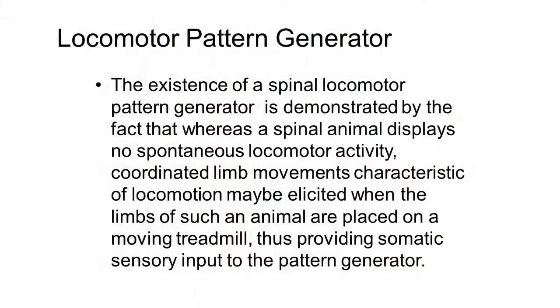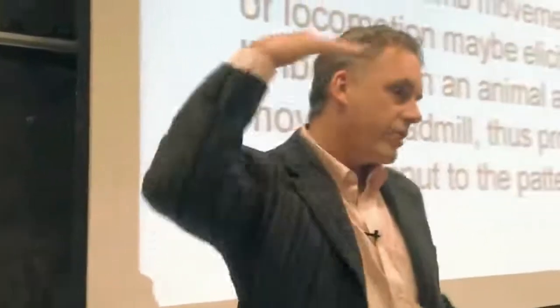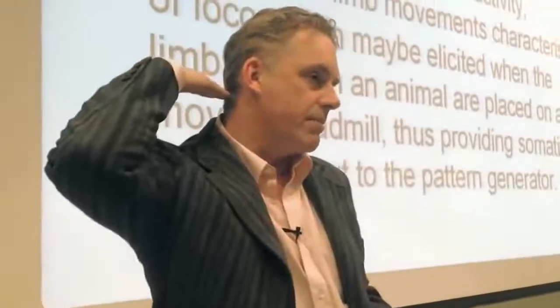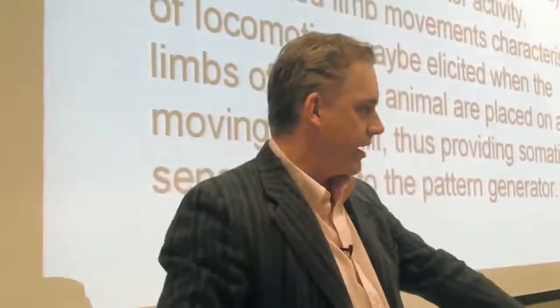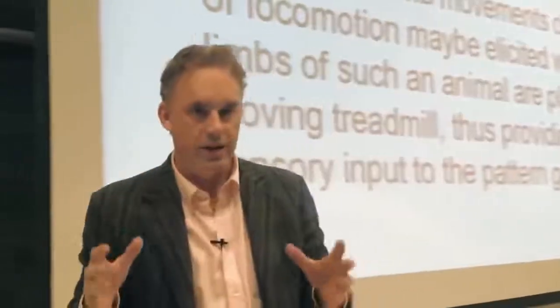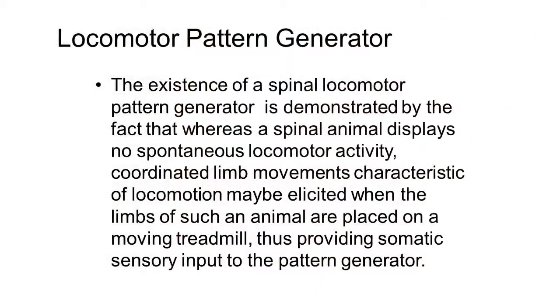One level up, the existence of a spinal locomotor pattern generator. So this shows that the spine isn't responsible just for the most basic of motor outputs or sensory inputs. It can actually generate patterns, as is demonstrated by the fact that whereas a spinal animal displays no spontaneous locomotor activity, so if you sever an animal's nervous system so it only has a spine, it'll just lay there. You'd think it's paralyzed. But coordinated limb movements characteristic of locomotion may be elicited when the limbs of such an animal are placed on a moving treadmill, thus providing somatic sensory input to the pattern generator.